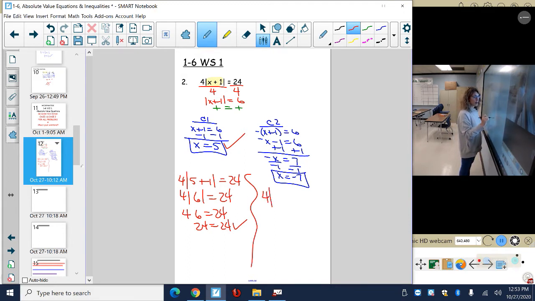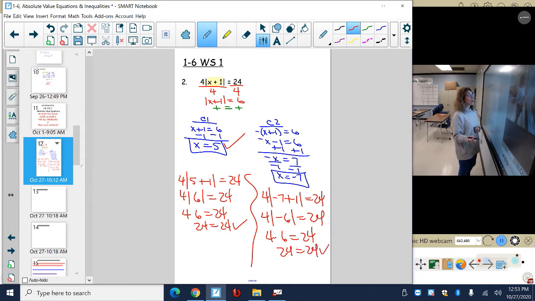So this is going to be 4, absolute value of negative 7 plus 1. Negative 7 plus 1 is going to be negative 6. The absolute value of negative 6 is 6. And 24 is 6 times 4. So the left-hand side is equal to the right-hand side. So both answers work, and you would have 5 and negative 7. Now, if this would be Math Excel, you would put a comma between those answers. You'd have 5, comma, negative 7 in Math Excel and hit enter.